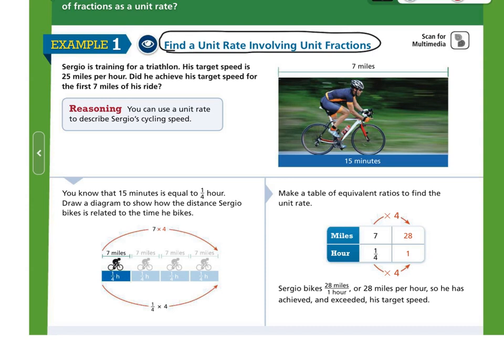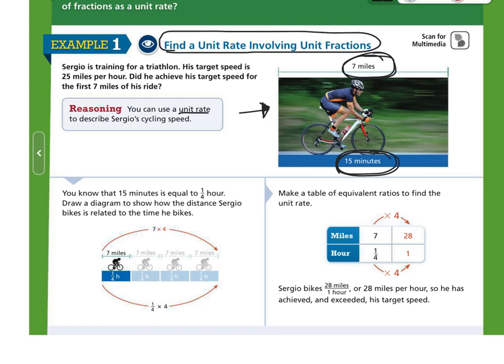So here in this problem we have Sergio. He is training for a triathlon and his target speed is 25 miles per hour. Did he achieve his target speed for the first 7 miles of his race? So our reasoning here is that we're going to be using the unit rate to describe Sergio's cycling speed. And you notice that the information that you need is over here in the picture, and that Sergio has traveled a total of 7 miles and he did so in 15 minutes time.